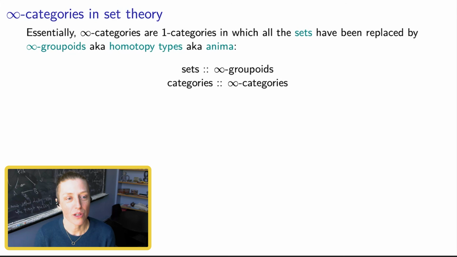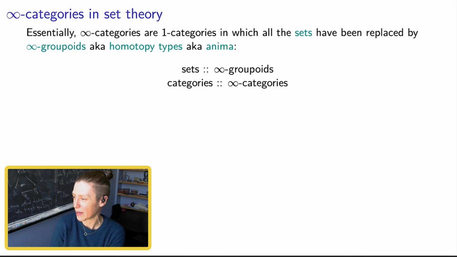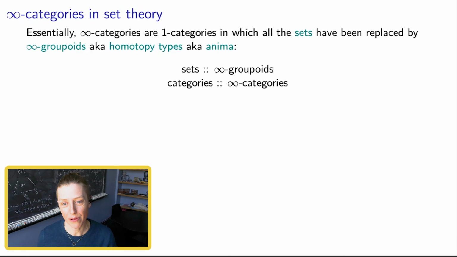Essentially infinity categories, remember I'm using this term to mean infinity-one categories, are like one-categories where all the sets that are used in the definition of a one-category have been replaced by infinity groupoids, in other words, homotopy types, so spaces but up to the information of their homotopy groups, also known as anima. So there's some analogy between sets and infinity groupoids, and ordinary categories and infinity categories.